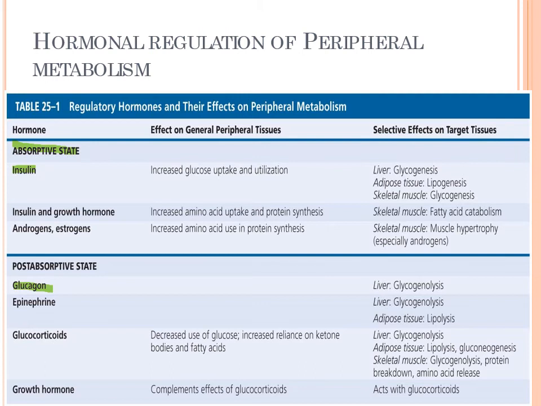In the post-absorptive state, the lipids are broken down into fatty acids and glycerol and then sent to the citric acid cycle. Carbohydrates, glycogen is broken down into glucose, and then glucose to pyruvate and pyruvate to the citric acid cycle. And proteins are broken down into amino acids and sent to the citric acid cycle. So carbohydrates are going to be broken down first, followed by lipids, and then proteins.